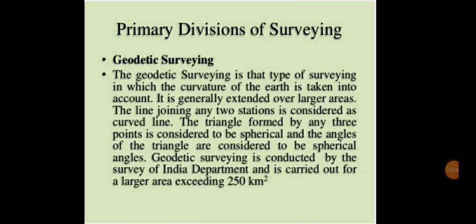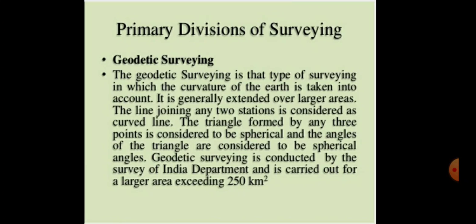The line joining any two stations is considered as a curved line. In the previous one, we considered the line joining as a plane straight line, but in this we consider the line joining as a curved line. Next, the triangle formed by any 3 points is considered to be spherical, and the angles of the triangle are considered to be spherical angles. So the angles are also considered as spherical angles and spherical triangles.